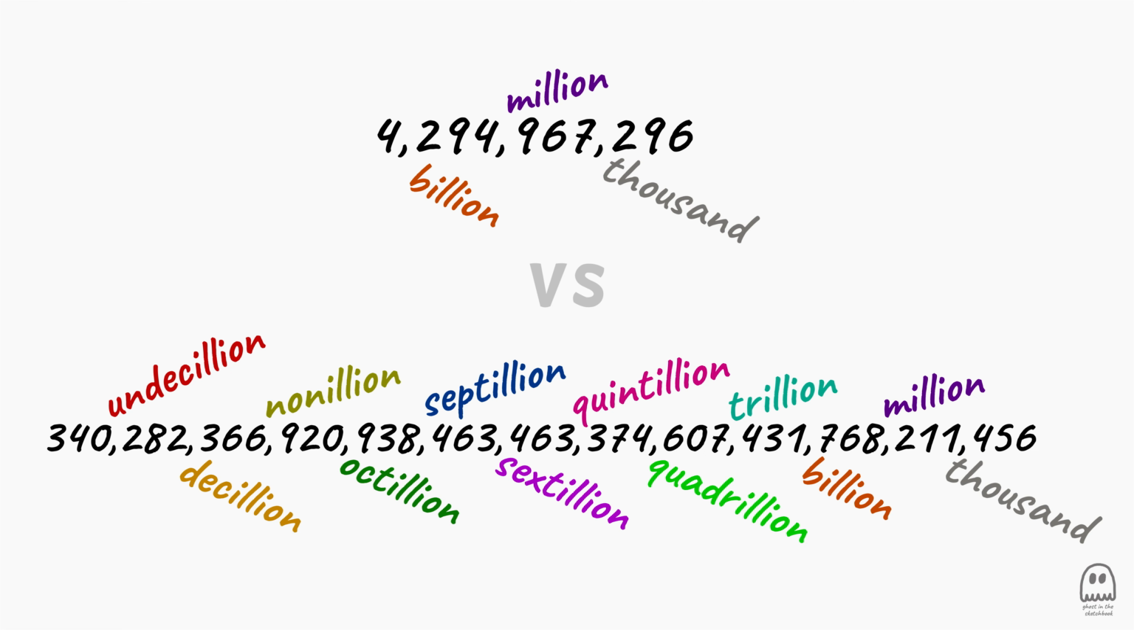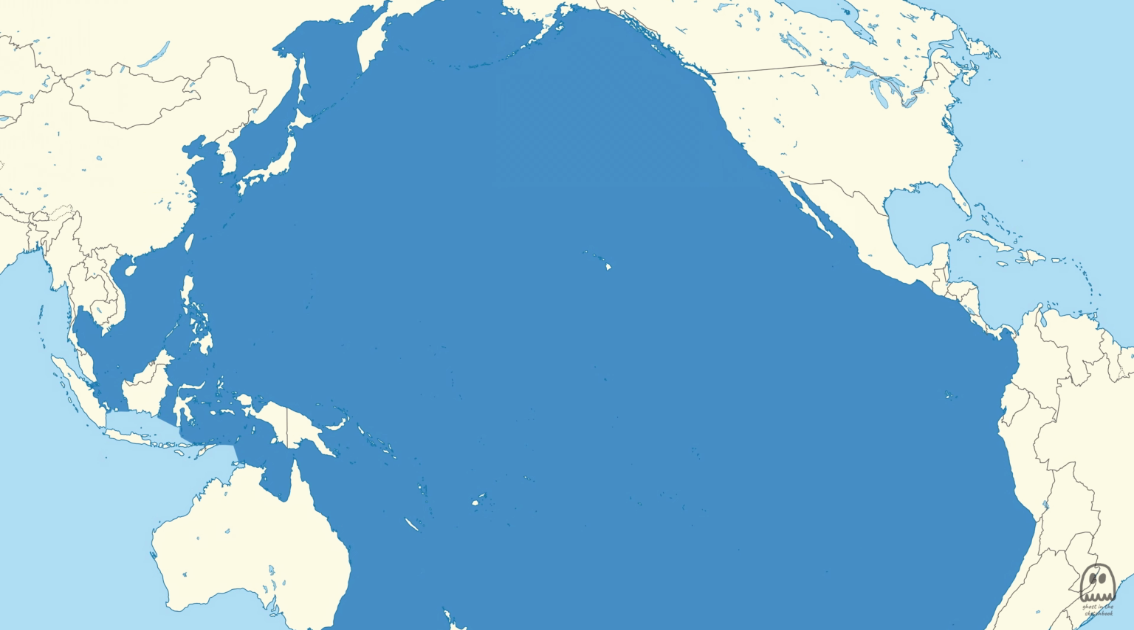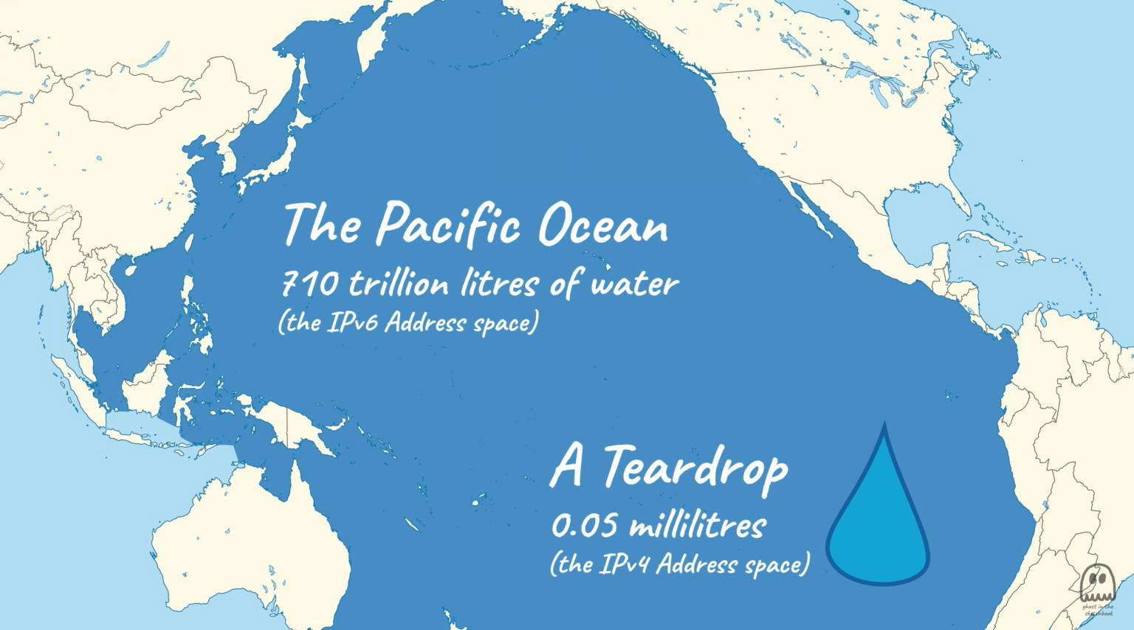To give you some context as to how much bigger that is, if the version 6 address space was the Pacific Ocean, the version 4 address space wouldn't even be the size of a teardrop. So it's reasonable to assume we're not going to run out of version 6 addresses anytime soon.